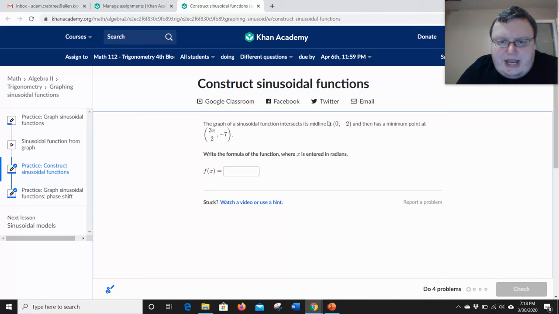We're given the point where it intersects the midline is (0, -2), and it has a minimum point at (3π/2, -7). So my starting point is this point because it's the furthest to the left. I can tell because 3π/2 is obviously more than 0, so that's to the right of 0. So the left point is this one.